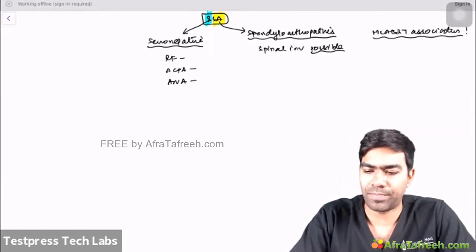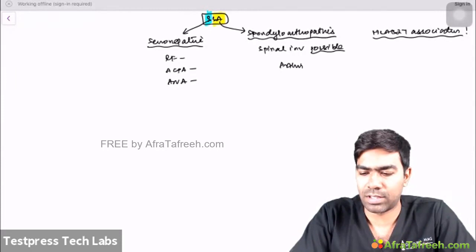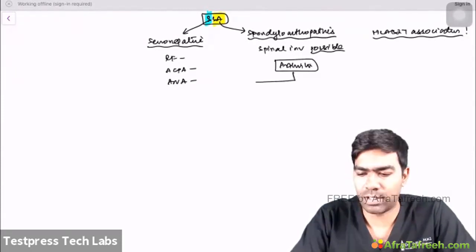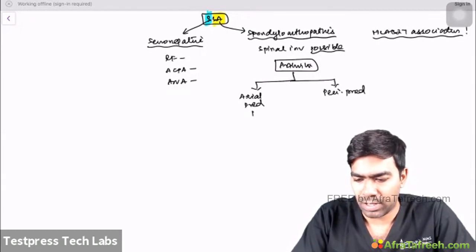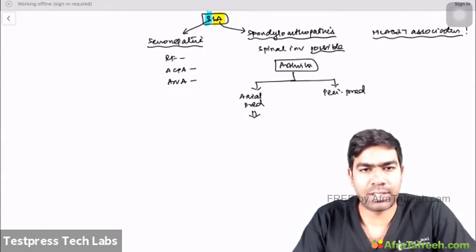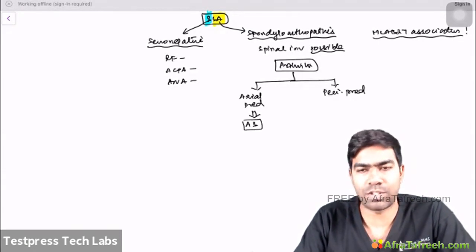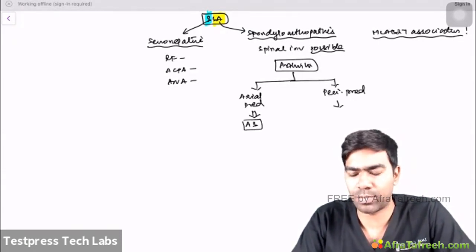And at the same time, if you take the arthritis you're going to see in these conditions, you can divide it into two basically. One is an axial predominant SSA and the other a peripheral predominant SSA. As far as axial predominant SSA is concerned, the only one thing you should know is ankylosing spondylitis, that is the axial predominant seronegative spondyloarthropathy.